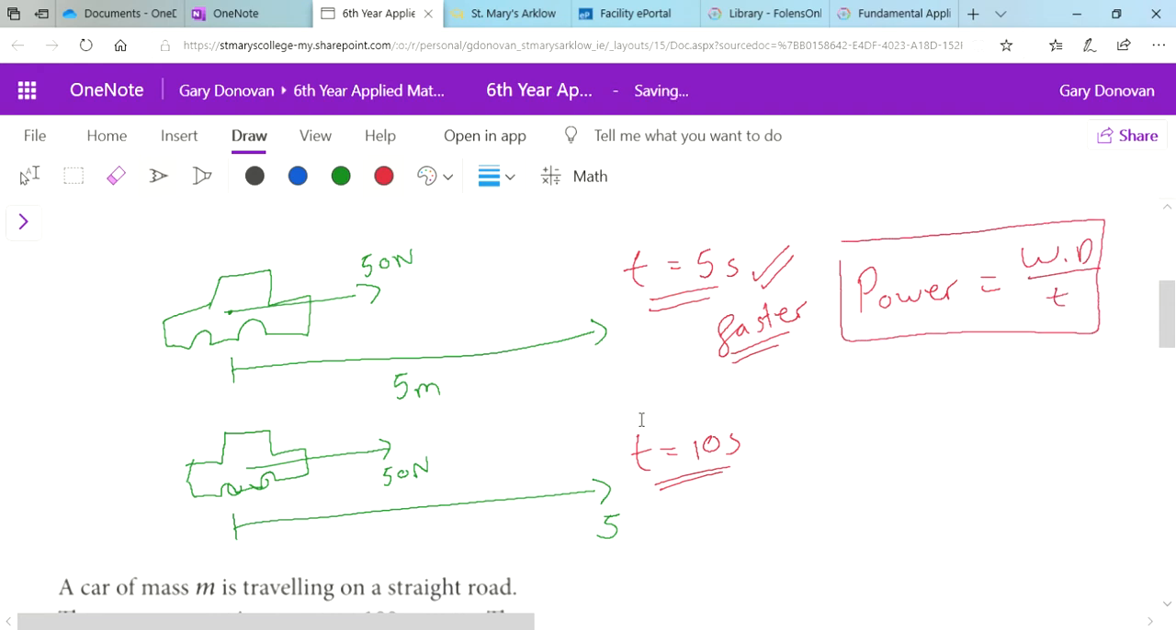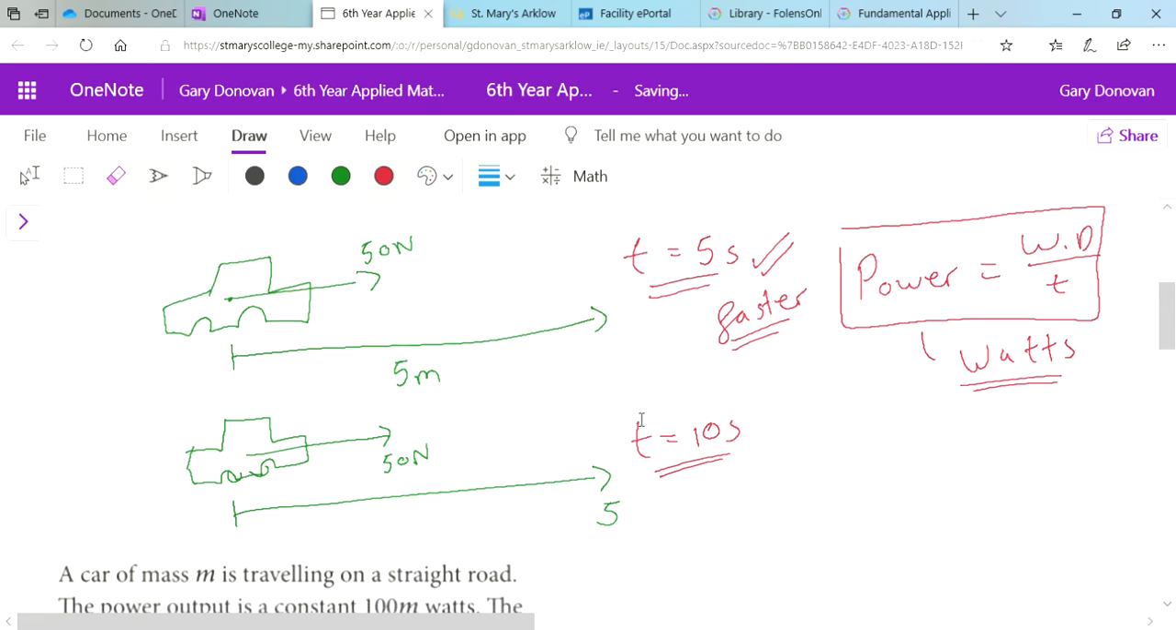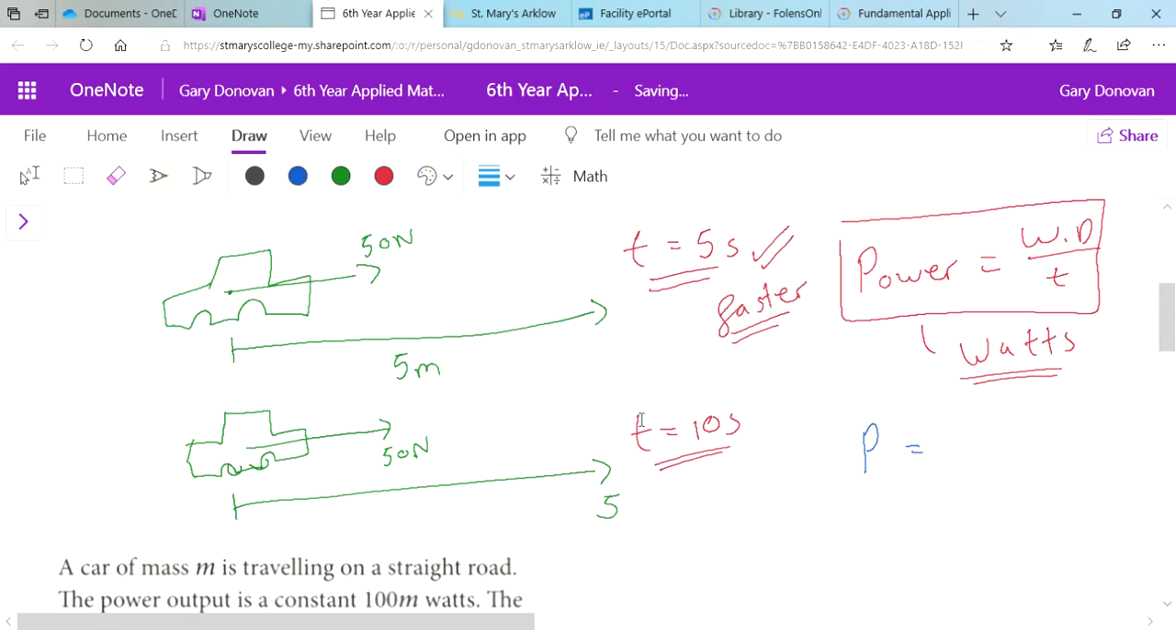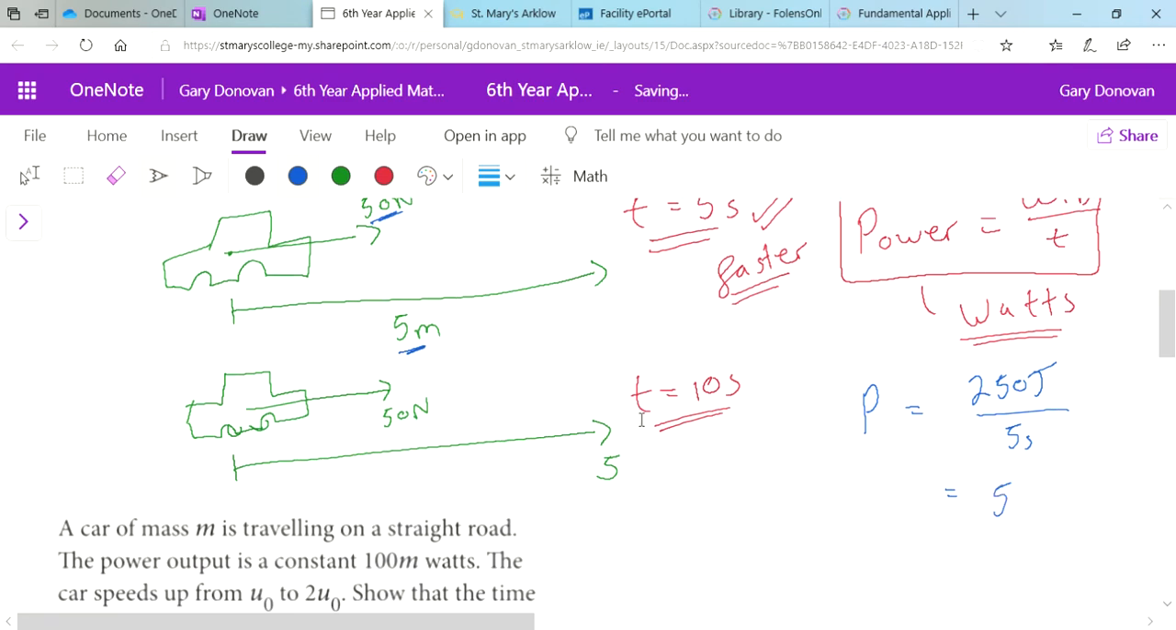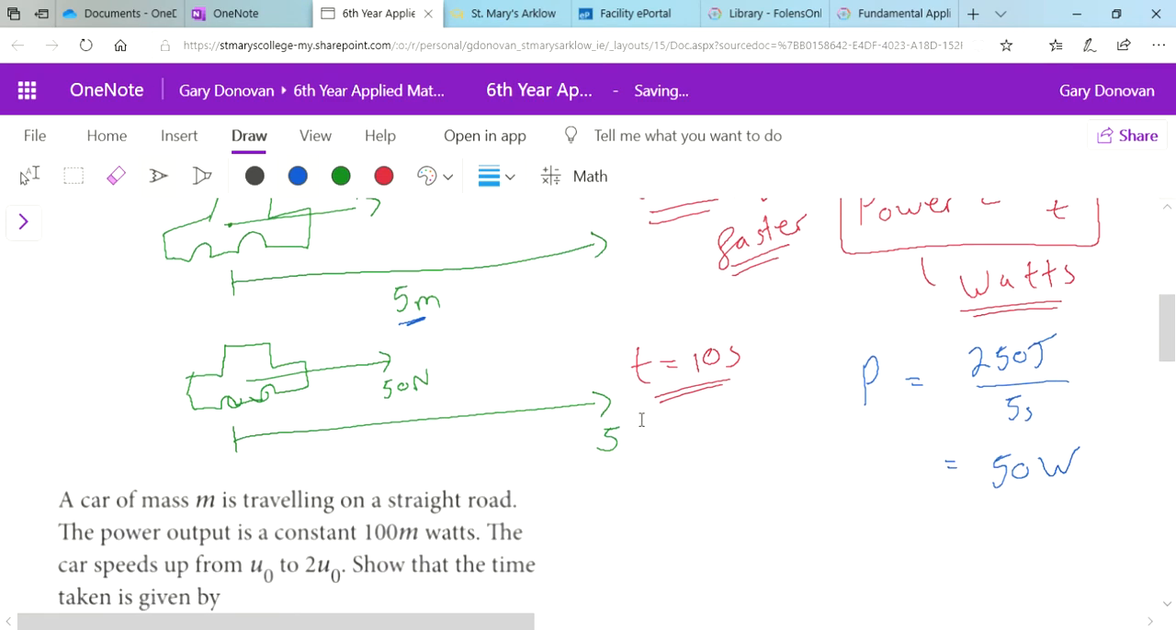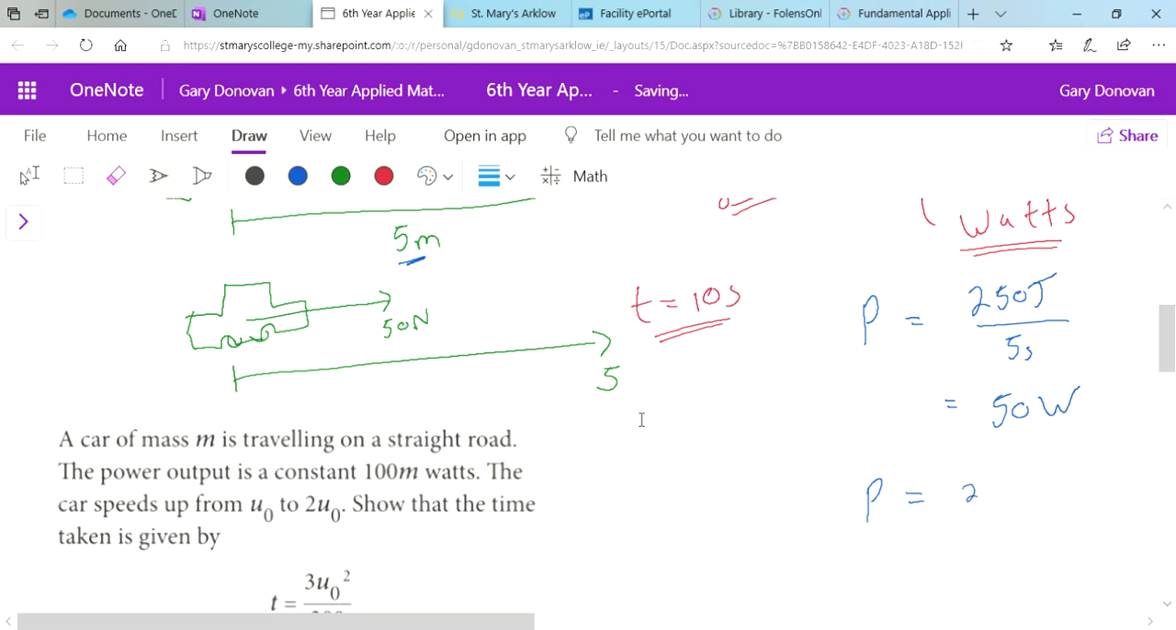And the unit for power is watts, which you've probably heard of before, a 100 watt bulb or 60 watt bulb. So for car A, or the first car, its power is going to be 250 joules of work done. That's the 50 multiplied by 5, divided by 5 seconds. So its power was 50 watts. And for car B, the power is going to be 250 joules of work again, because it's the same force and the same distance, divided by 10, which is 25 watts.